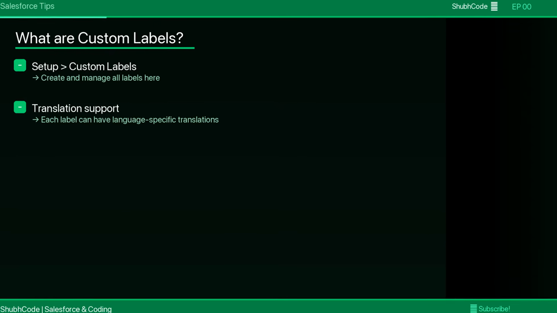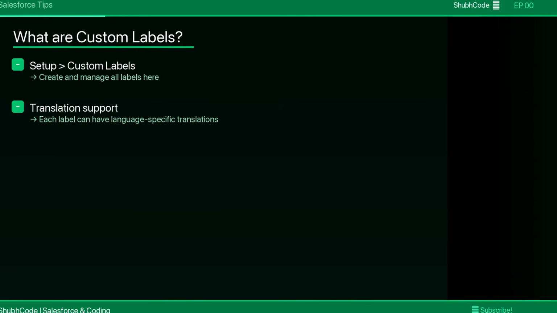Custom labels are org-level text values that can be referenced from Apex, Visualforce, Lightning components, and flows. They are managed centrally in setup without any code changes required.